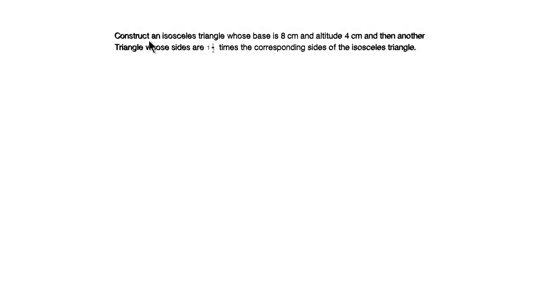Construct an isosceles triangle whose base is 8 cm and altitude 4 cm, and then another triangle whose sides are 1 1/2 times the corresponding side of the isosceles triangle. Before we proceed, there are a few terms that we need to understand. First, isosceles triangle. What is an isosceles triangle? A triangle in which two sides are equal and even the two angles are equal. And what is altitude? Altitude is nothing but the height of the triangle.